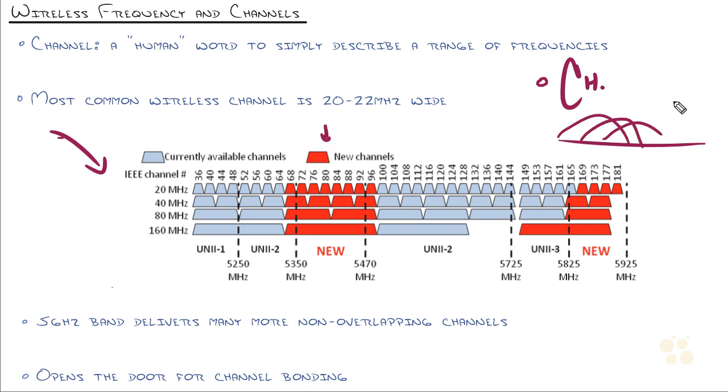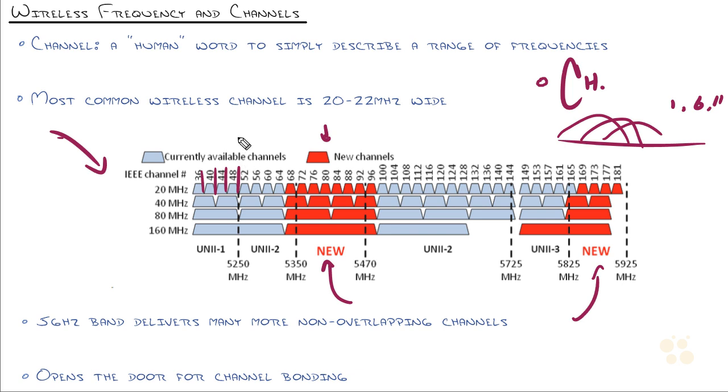In 2.4, we had 1, 6, and 11. Those were the only clean channels. Here we've got 36, 40, 44, 48. All of these are clean channels. Now, first and foremost, I want to emphasize it's not as good as it looks in this picture. They are introducing new channels all the time in the 5 gigahertz space. Over the last few years, the demand just continues to rise, but they're actually allocating stuff that is already allocated.